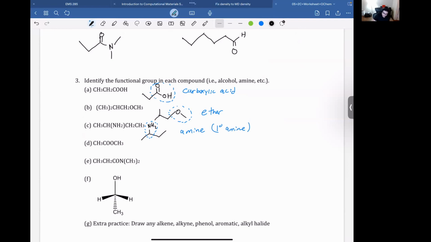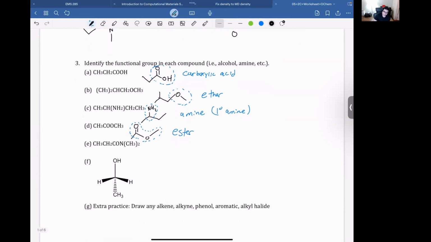D, if you draw it out, you get this. This functional group here, where you have carbon double bonded to an oxygen, and then connected to an oxygen with a carbon group. This is called an ester. It has to be a carbon group. If it was a hydrogen, it would be a carboxylic acid. Going on to E, we're doing the same thing here.